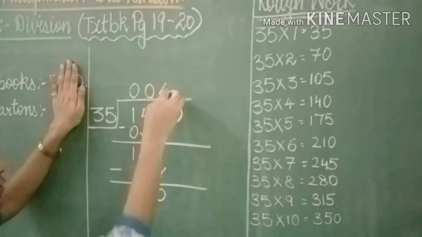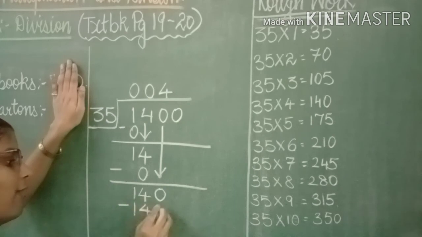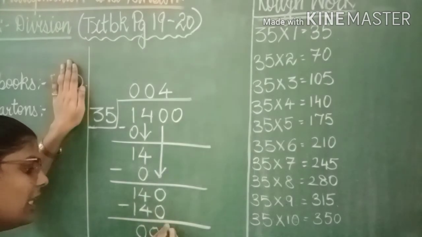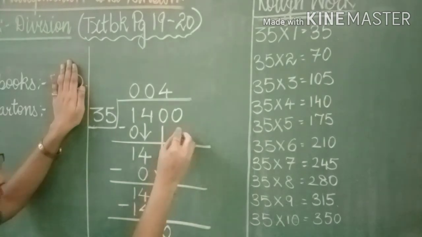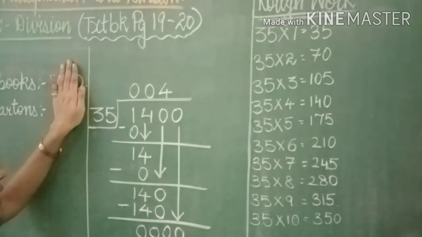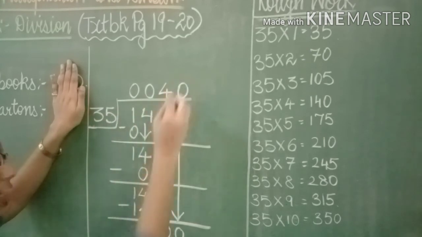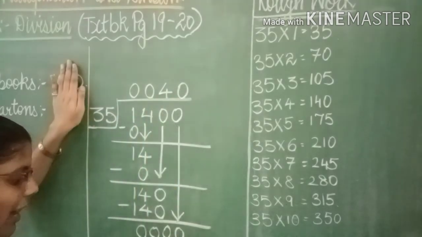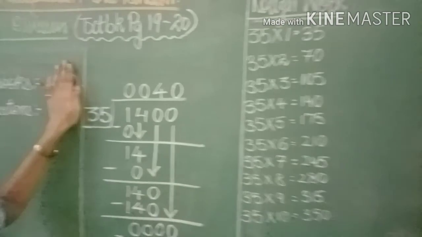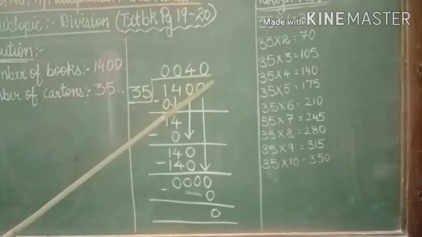35 fours are 140. We know the answer, 140 minus 140, answer will come as 0. But this 0 is left, so we have to pull it down with an arrow and write 0 again. Now this 0 we have to multiply. 35 zeros are 0 and we get the last solution. Answer is 0. So we have got the final answer, that is 40.